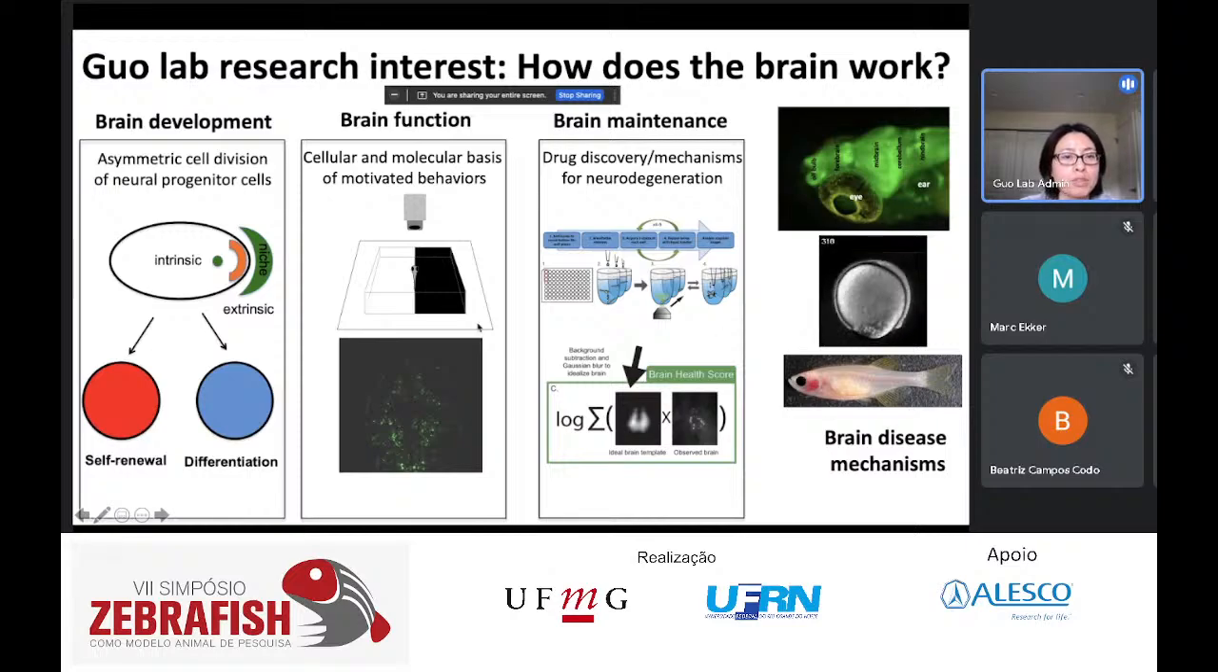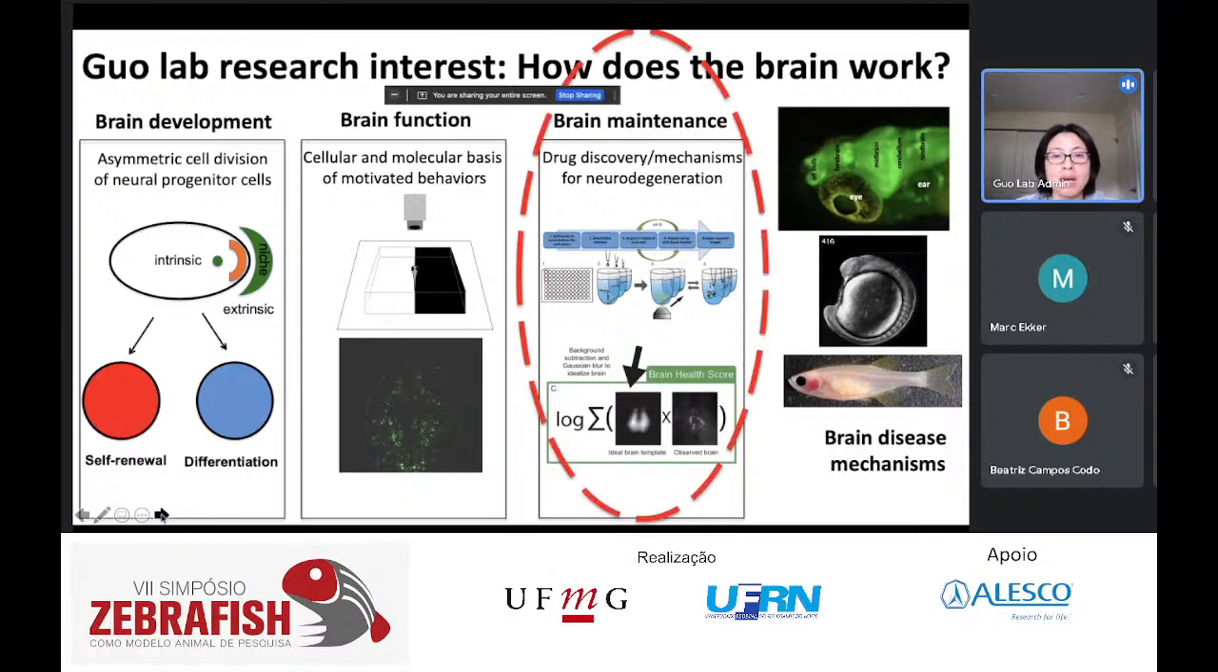So my lab is interested in three main areas. One relates to brain development, one relates to brain function, as well as brain maintenance. We also do a little bit of modeling of disease mechanisms, but that's a small effort in the lab. For today's talk, I'd like to focus on a story that we have recently developed and published on drug discovery for neurodegeneration.